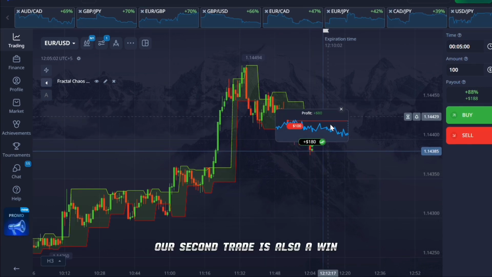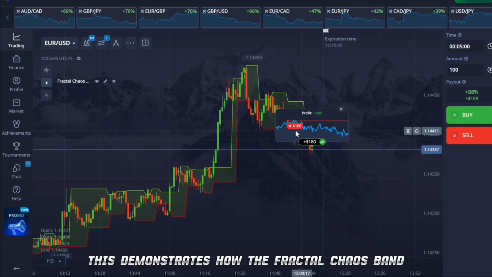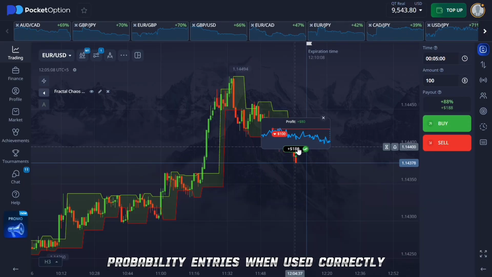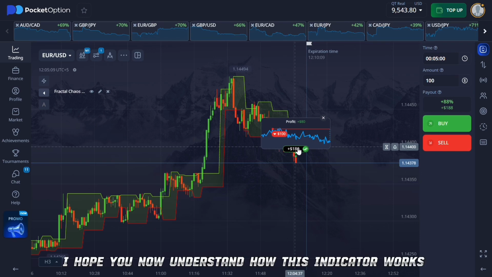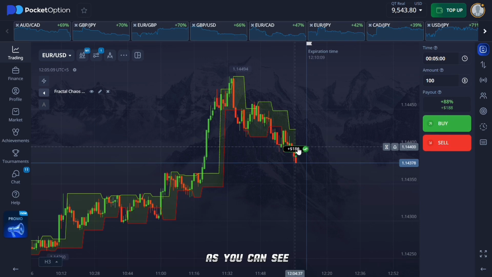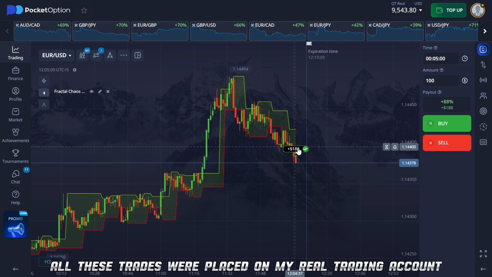Our second trade is also a win. This demonstrates how the fractal chaos band indicator can help traders identify high probability entries when used correctly. I hope you now understand how this indicator works and how to use it step by step in real market conditions. As you can see, all these trades were placed on my real trading account.